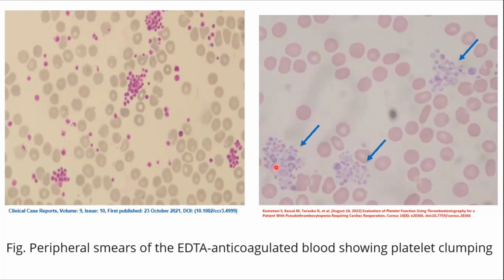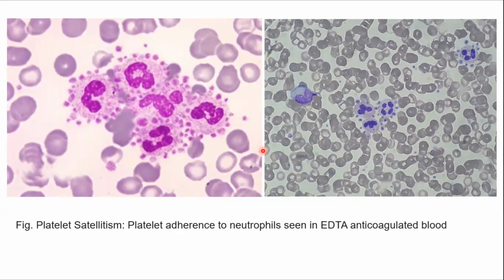Similarly, here also you can see the platelet clump. In this peripheral blood smear, you can see the satellitism. You can see that the platelets are around this neutrophil or polymorphonuclear cell, and in this film you can see the same phenomenon. So this is also one of the mechanisms responsible for pseudothrombocytopenia.